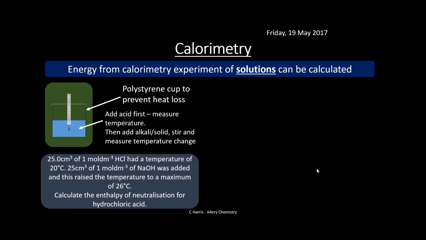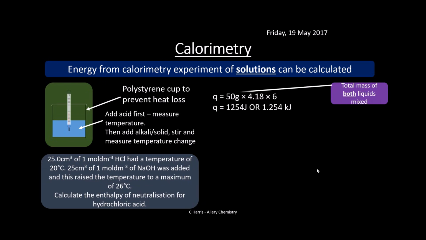So we've got 25 cm³ of 1 mol/dm³ HCl at a temperature of 20 degrees Celsius. 25 cm³ of 1 mol/dm³ sodium hydroxide was added, and this raised the temperature to a maximum of 26 degrees Celsius. Calculate the enthalpy of neutralization for hydrochloric acid.